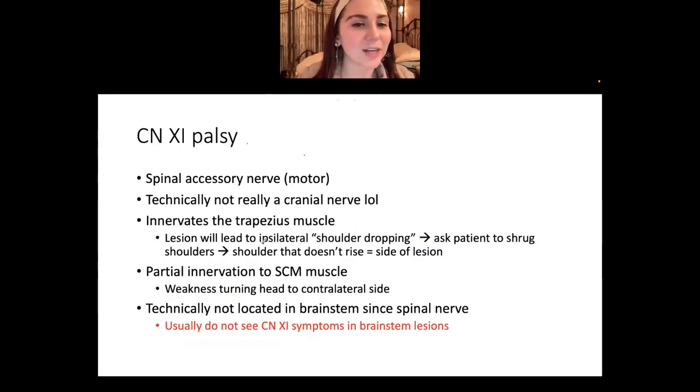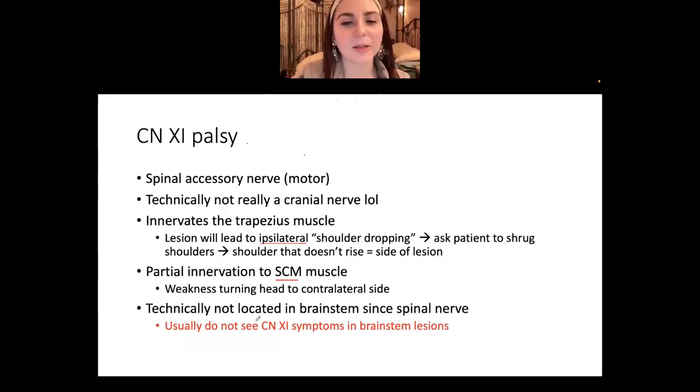But regardless, the lesion is going to lead to ipsilateral shoulder dropping, because your traps are one of the muscles that holds the shoulders up. So what they'll say in vignettes is you ask the patient to shrug the shoulders, and then one side's not going to shrug. So if this side didn't shrug, I would have a left-sided cranial nerve 11 lesion. It also innervates your SCM, so your sternocleidomastoid. It partially innervates the sternocleidomastoid, and remember the sternocleidomastoid helps you look to the opposite direction. So my right sternocleidomastoid helps me look over to the left, and vice versa. So they can also talk about this. There's weakness turning your head to the contralateral side.